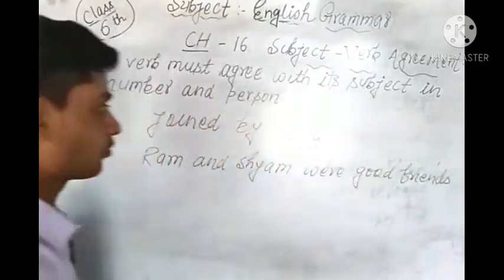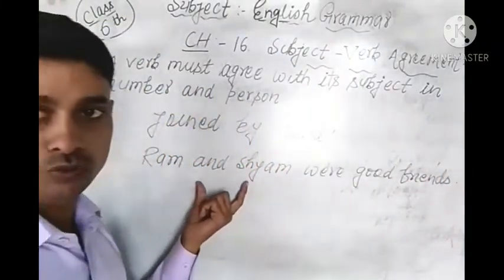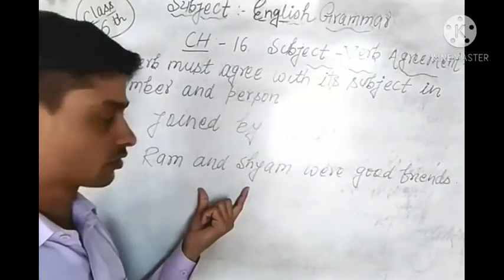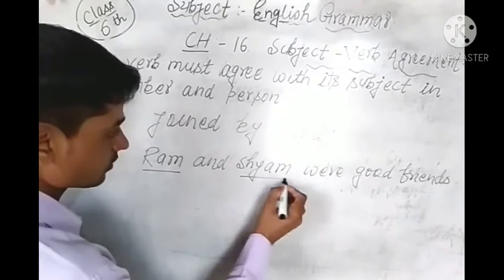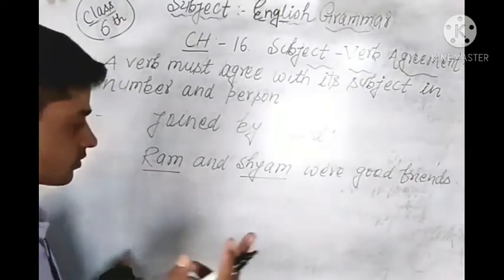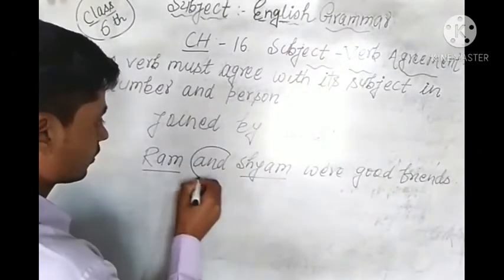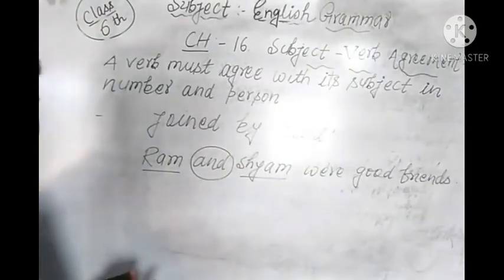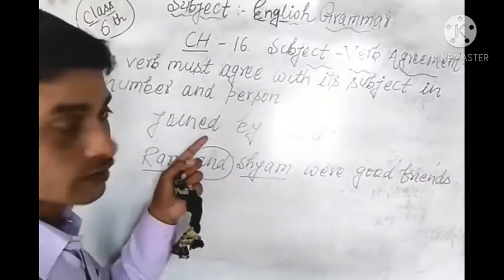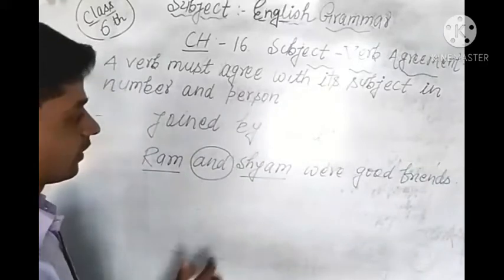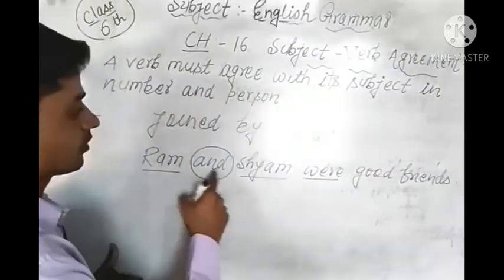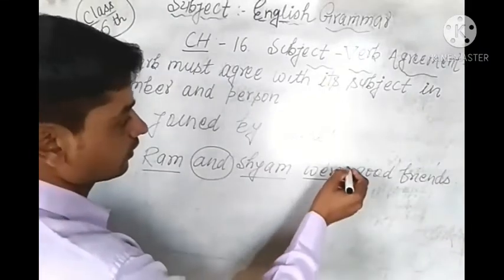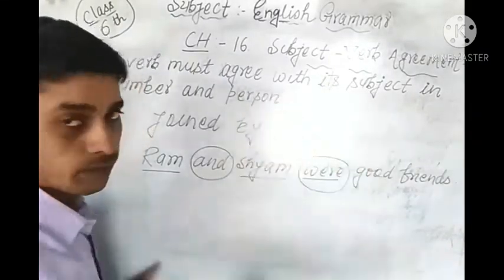What is the first number formula? If two or more nouns are joined by and, the verb is plural. Look at the subject: Ram and Shyam. They are two nouns joined by and. If two nouns are joined by and, then the verb would be plural. Look here: Ram and Shyam were good friends. I have used a plural verb here.